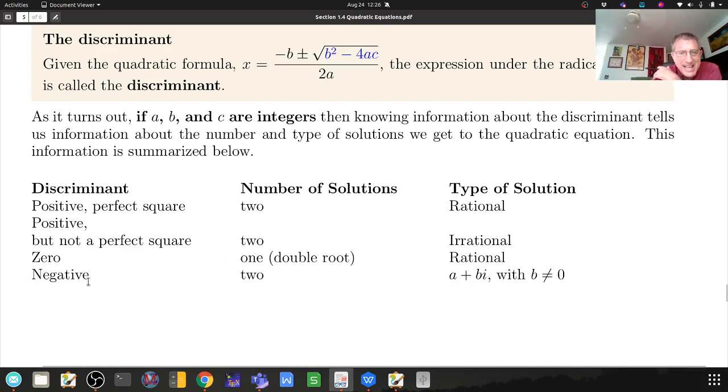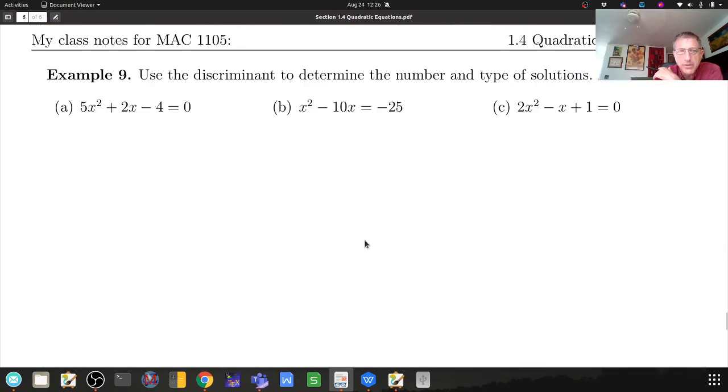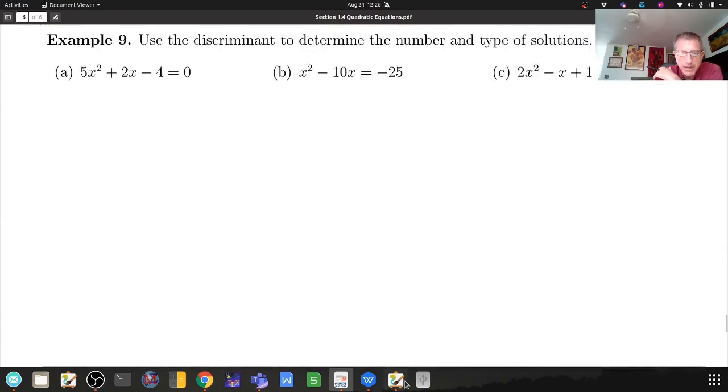And if the discriminant is negative, remember the discriminant is b squared minus 4ac, then we have a complex solution a plus bi, where b is not equal to 0. So it's a full-on complex number. So let's try that with these three. So it won't be hard.